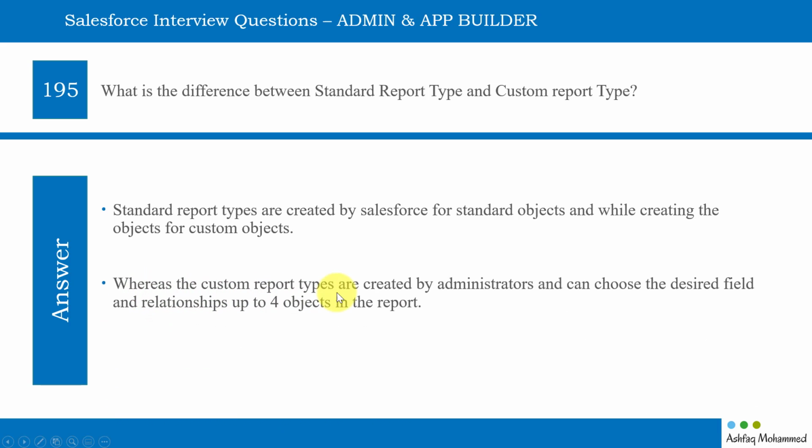Whereas the custom report types are created by administrators and can choose the desired field and relationship up to 4 objects in a report. So as I said, we can create the relationship for one object, or we can create a relationship between multiple objects. But the multiple objects can be up to only 4 objects.